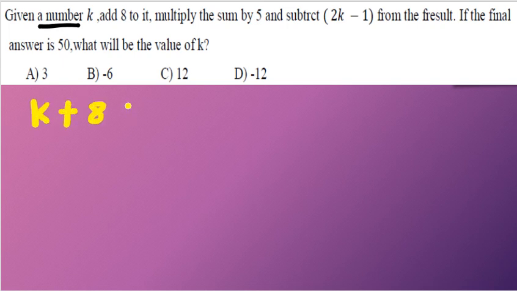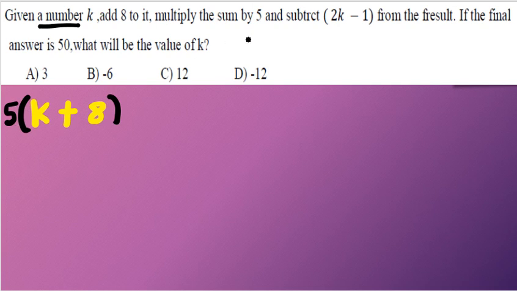Okay, then multiply the sum. The sum means this sum multiplied by what? By 5. This is the sum, the whole will be multiplied by 5. I can put 5 outside because this means times. First of all, there is k and add 8. I did k plus 8, then multiply by 5.